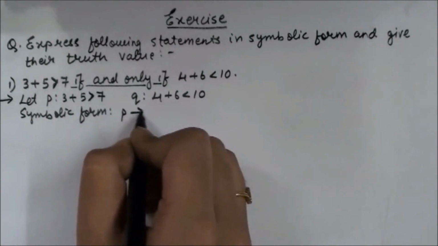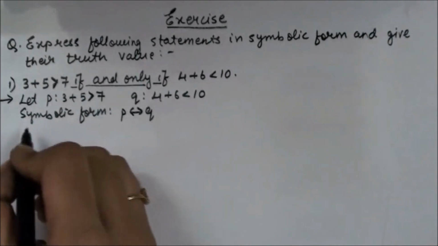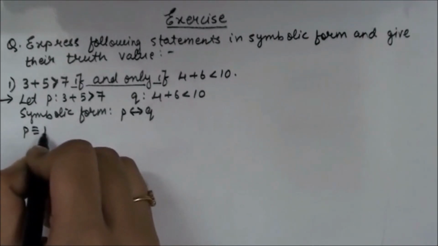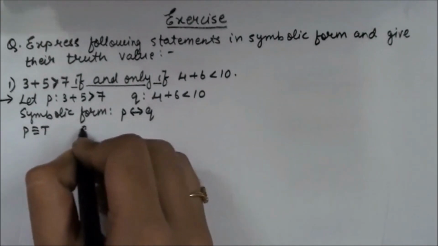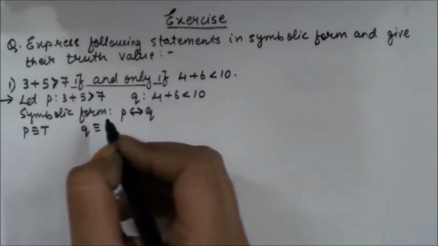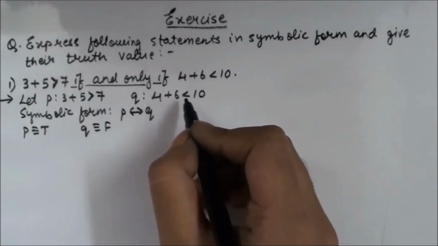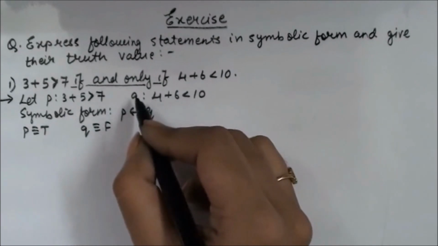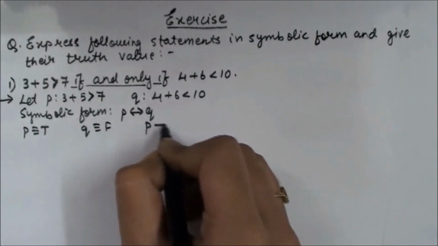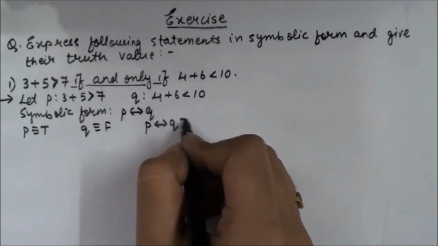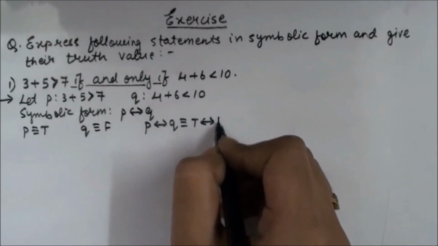P implies Q and Q implies P. That is a double implication. Now we know that statement P is true because 3 plus 5 is 8 and 8 is greater than 7. So this is true. And statement Q is false because 4 plus 6 is 10 and 10 is not less than 10. If they would have given less than or equal to 10, then statement Q would have been true. But now this is a false statement. So P implies Q and Q implies P will be T implies F and F implies T.